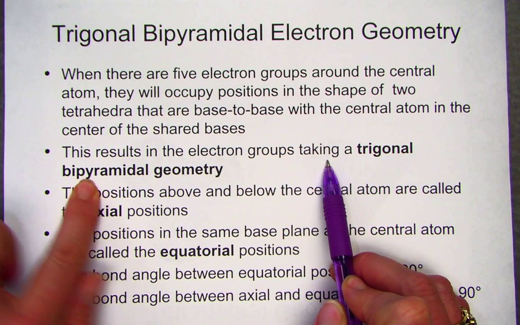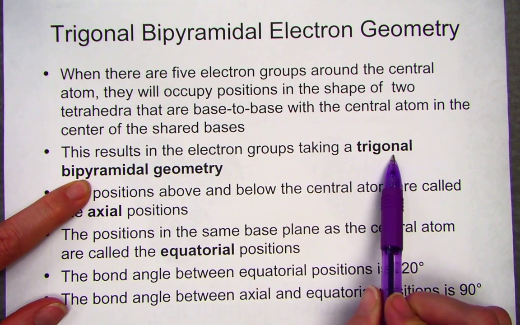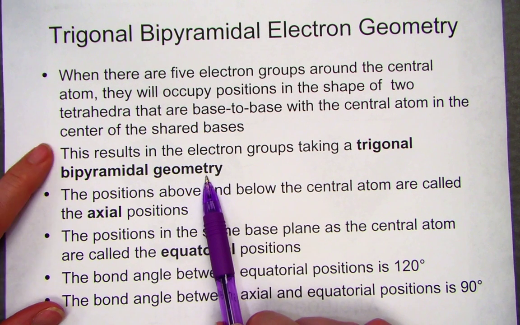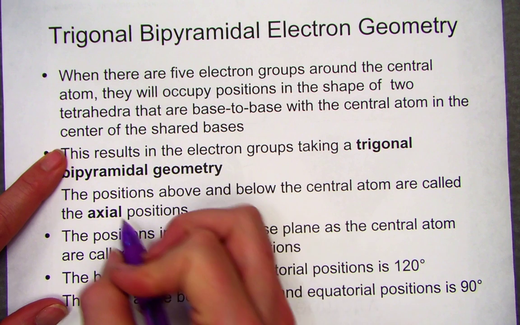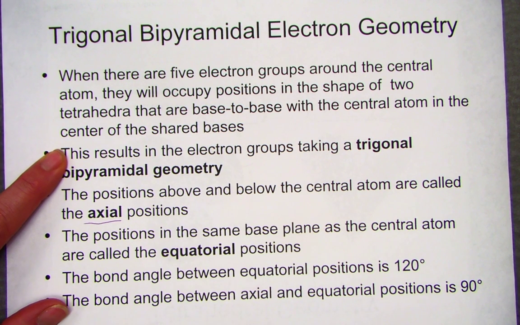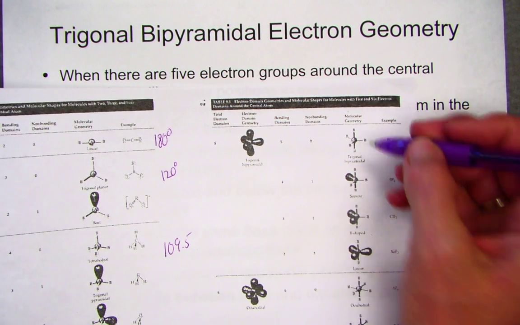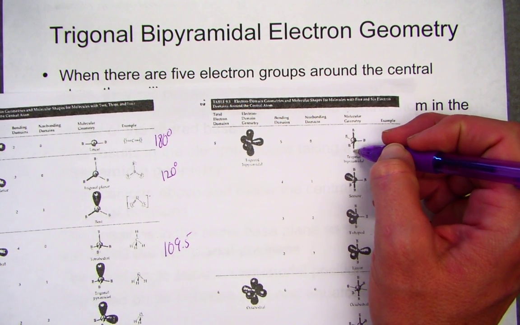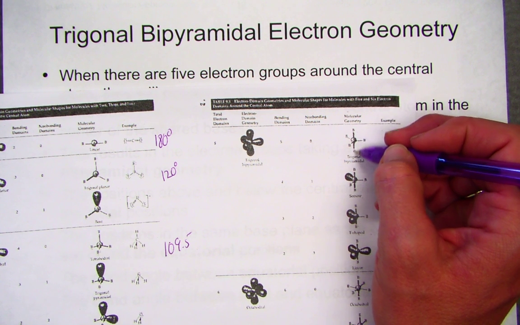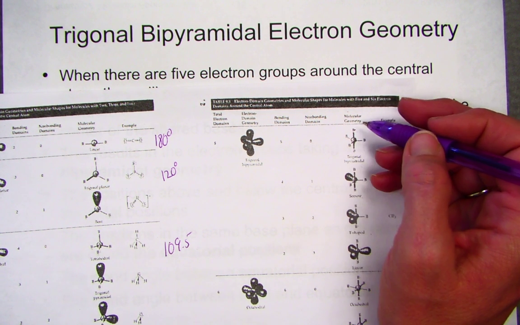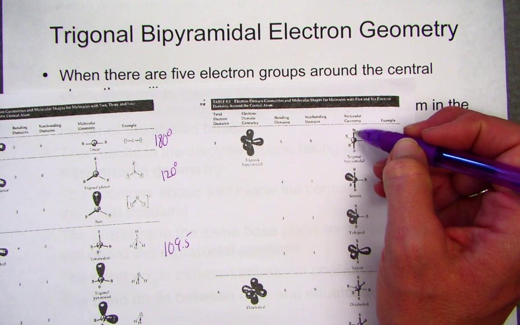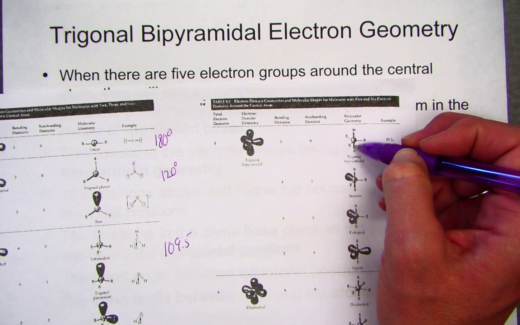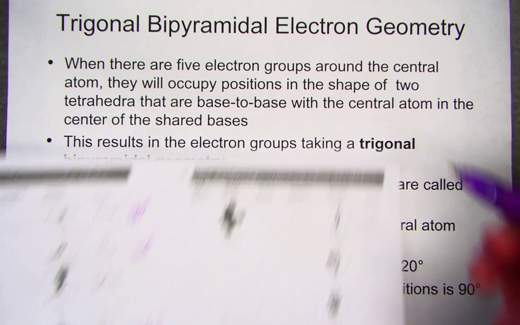The resulting groups of electrons, when there are 5, takes on a shape of trigonal bipyramidal geometry. The positions above and below the central atom are called the axial positions. Placing my paper back on to show the axial positions, notice here in this first picture the B's standing for whatever the ligand is, boron perhaps. The ones that are 180 degrees around, just exactly top and bottom of each other, are called the axial position. Axial.